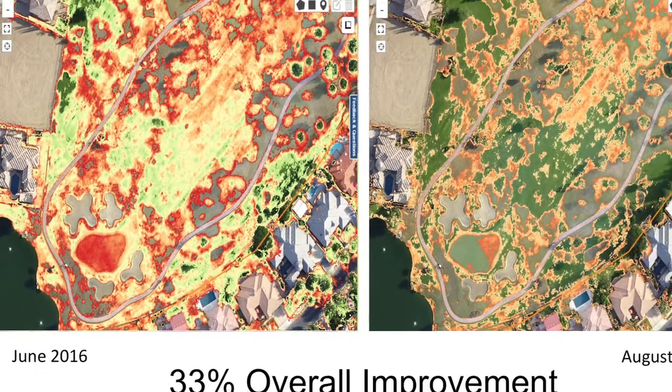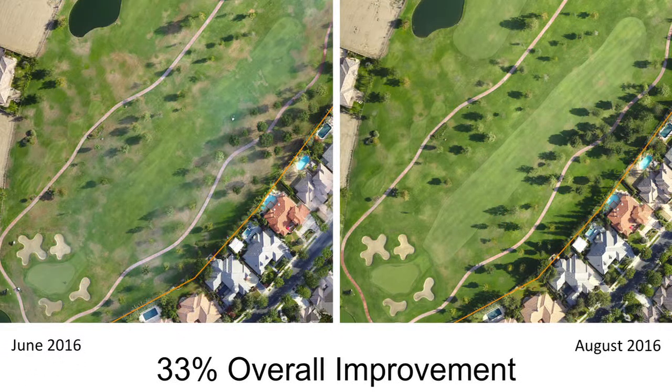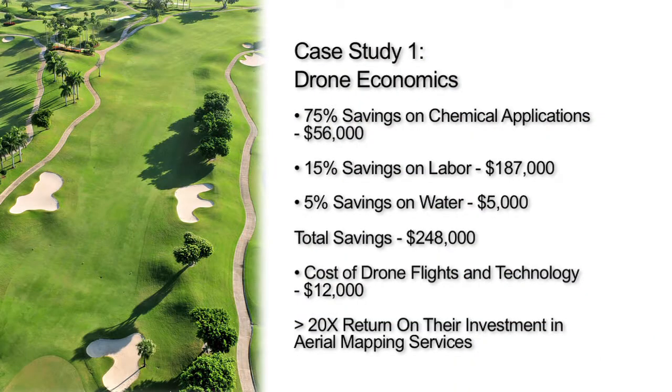They also realized a 33% overall improvement in the health of their turf. They were able to achieve this because their focus was on areas that needed urgent treatment. They did not waste the cost of materials, time of personnel, and other resources it would have taken to treat areas that were not stressed. One more major achievement was that during 2016, this club was able to save over 15% of their annual turf maintenance budget.